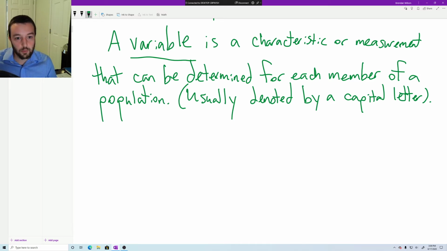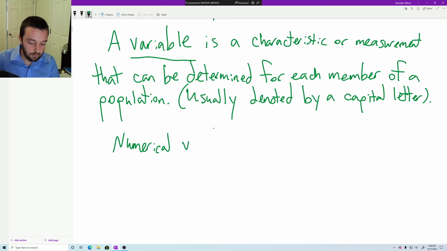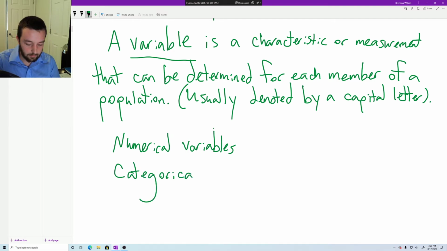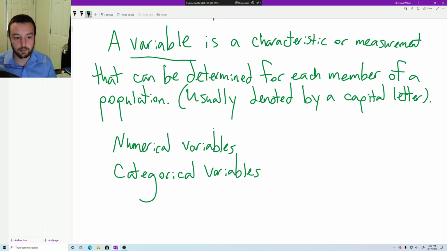But of course, we do want to distinguish between the ones that are numbers. So we have the names numerical variables and categorical variables, which is exactly what it sounds like. The numerical ones are the numbers, the categorical ones are the non-numbers.